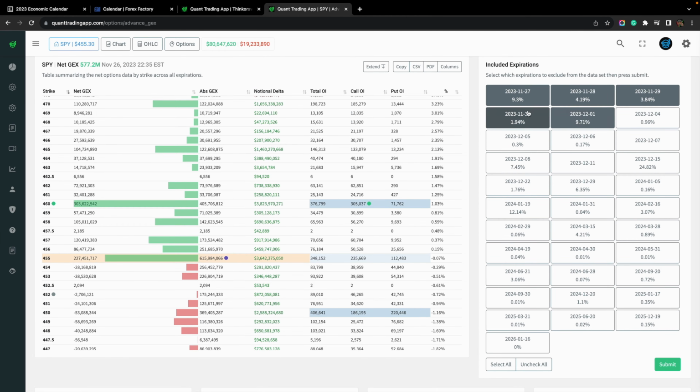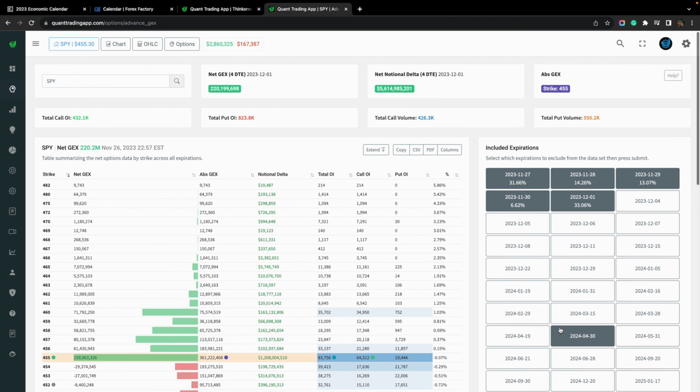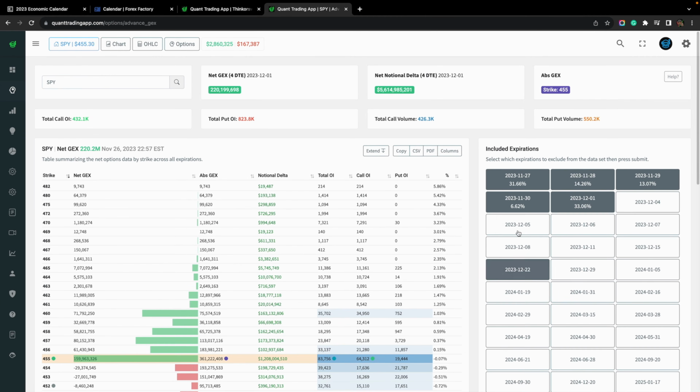After I've selected just the upcoming week, so Monday, Tuesday, Wednesday, Thursday, Friday, we would then submit this, and this is where the magic tends to happen. Now that we have our report for this upcoming week, I'll take a look at this again and see calls are still significantly more dominant than the puts right now.